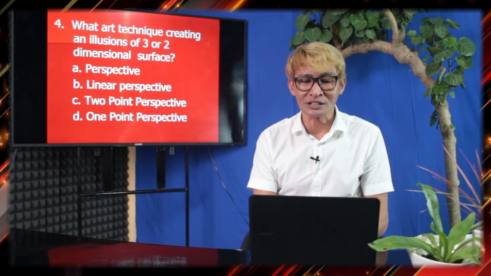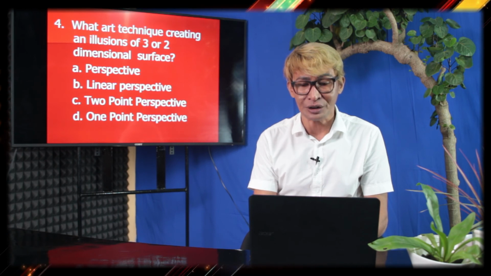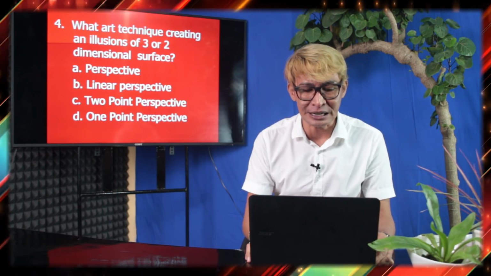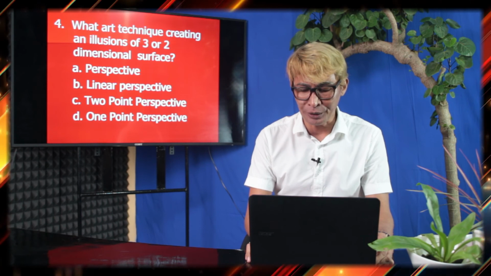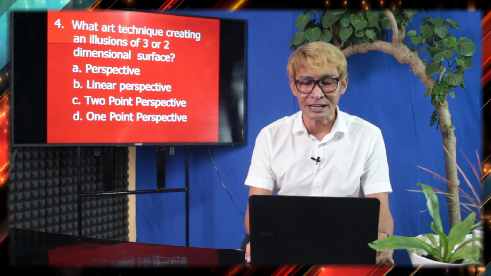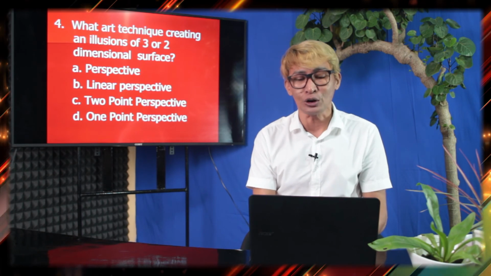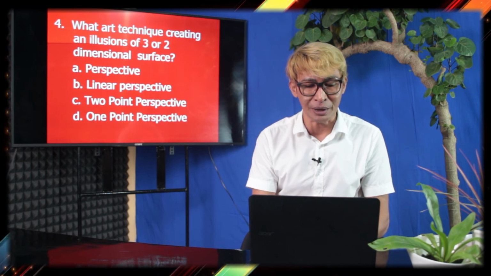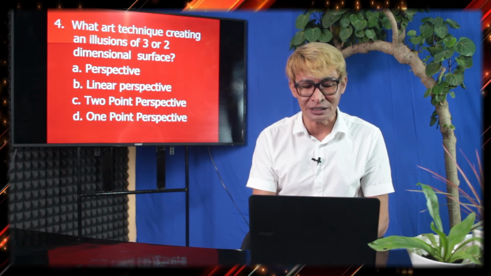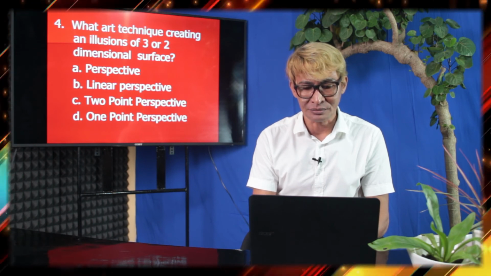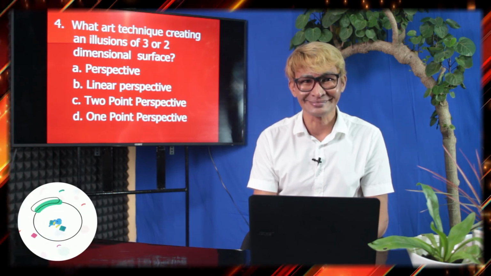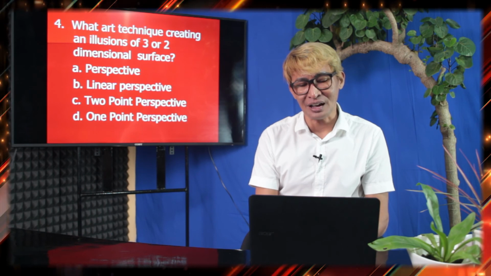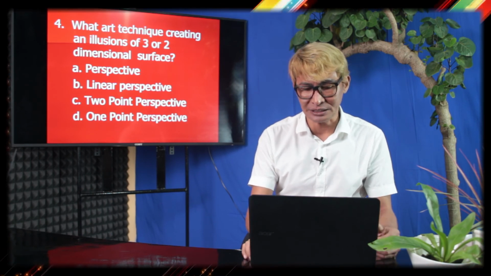Question number 4. What are techniques creating an illusion of 3-dimensional on a 2-dimensional surface? A. Perspective. B. 2-dimensional. C. 2-point perspective. D. 1-point perspective. Your time starts now. The correct answer is letter C, 2-point perspective.